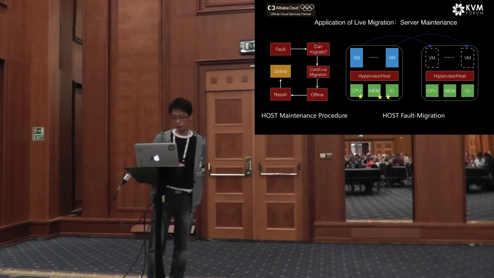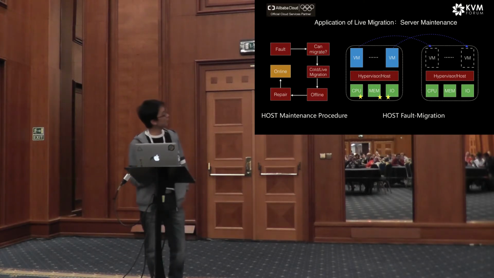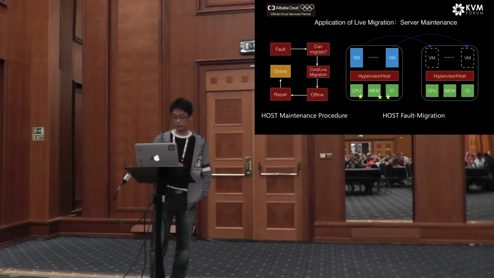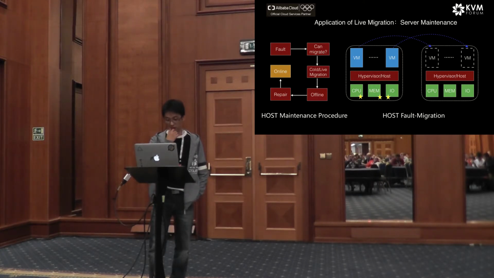Hardware malfunctions a lot, but most of the time it is not fatal. For these non-fatal errors, we can just migrate all the VMs to a healthy host, and then the faulty host can be repaired and used again. All these operations made the customers of our cloud immune to hardware failure.